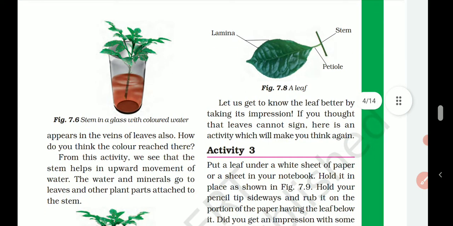Leaf is a main and important part of a plant. The plant is most important, but among the parts inside it, leaf is one of them. It is a very important part. So we're going to discuss this part and it is very interesting.